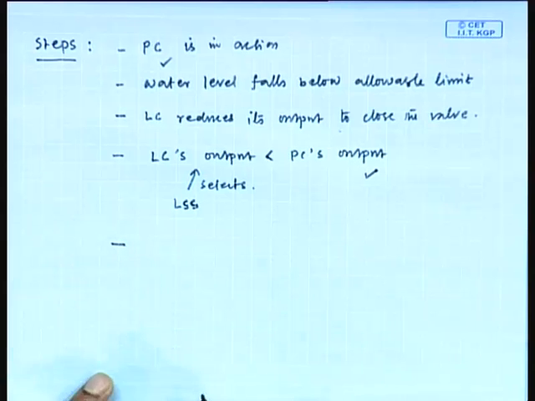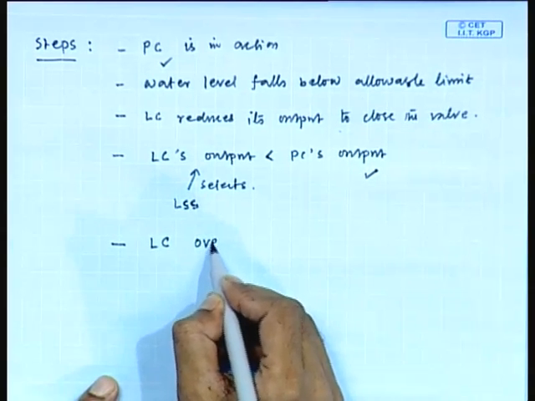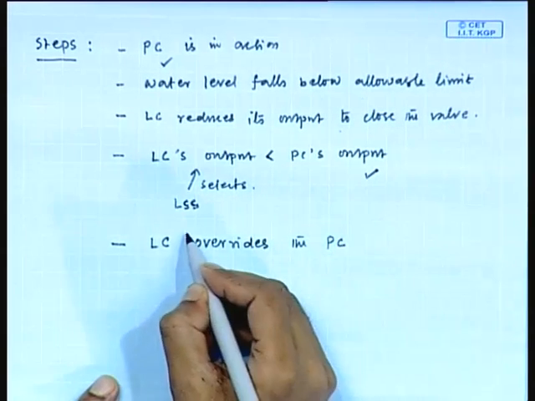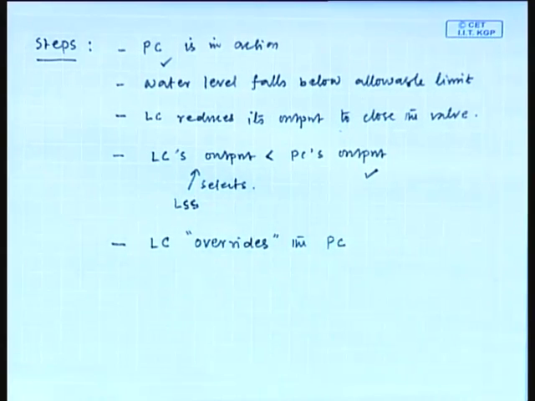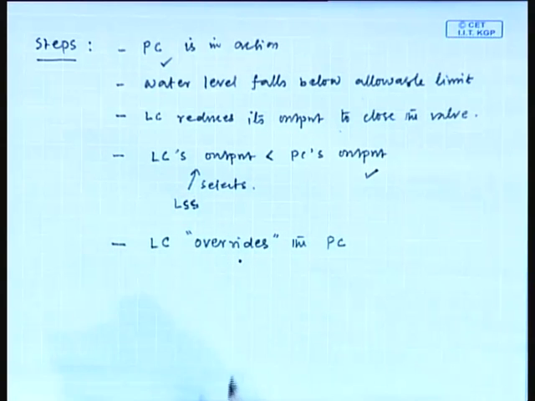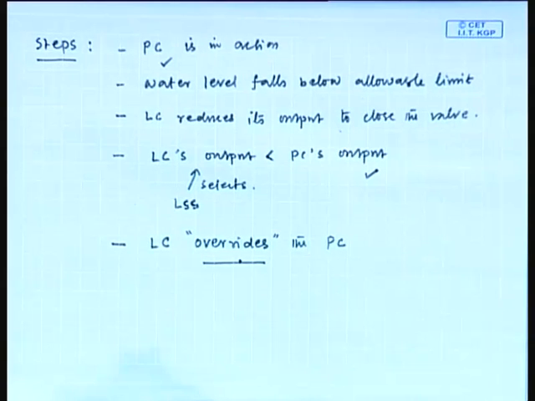So, we can say that the level controller overrides the pressure controller. Fine. Therefore, this controller is also called override controller. Previously, we discussed the reason to call it constraint controller, and this is the reason to call it override controller. Level controller overrides the pressure controller.